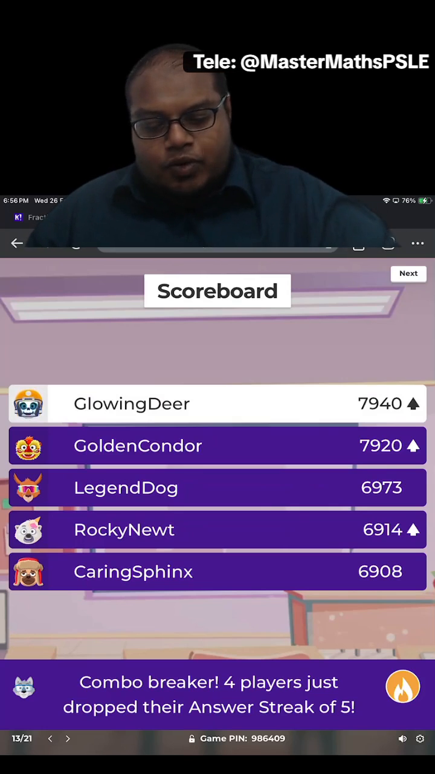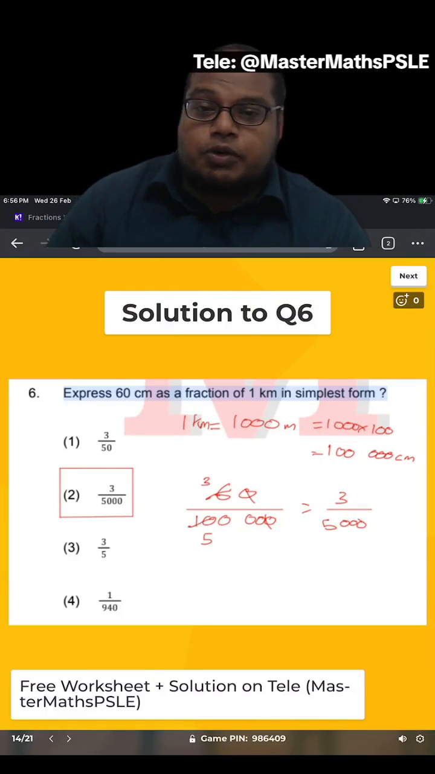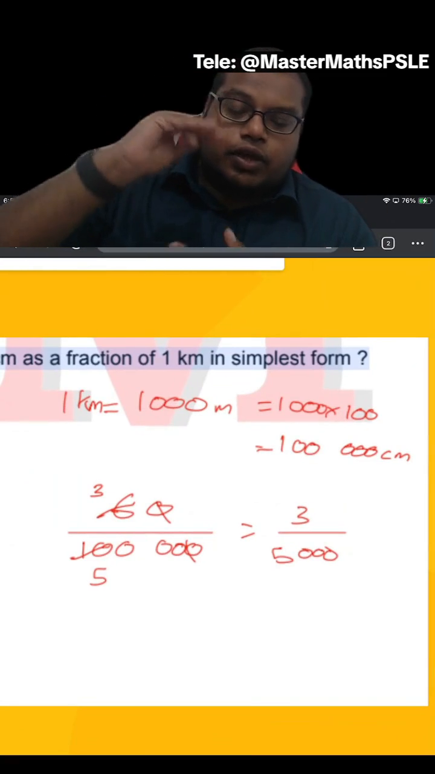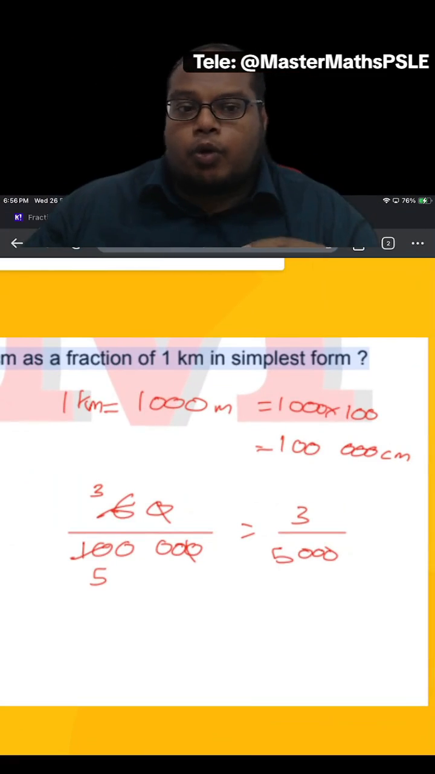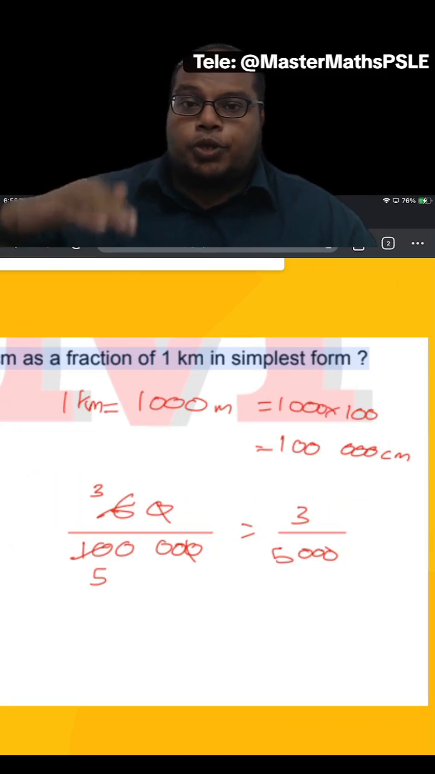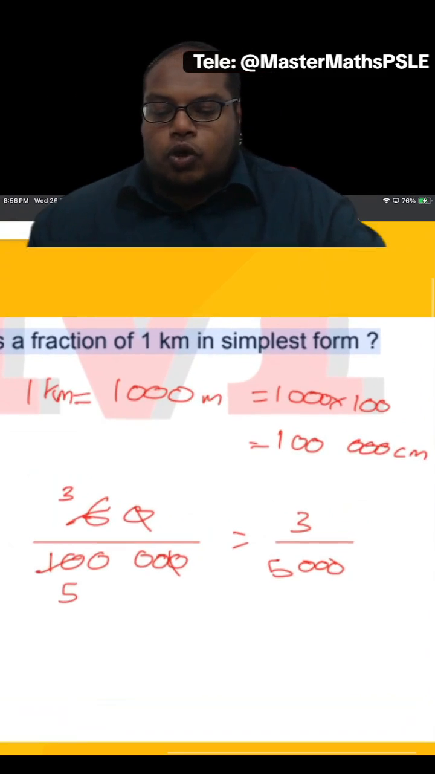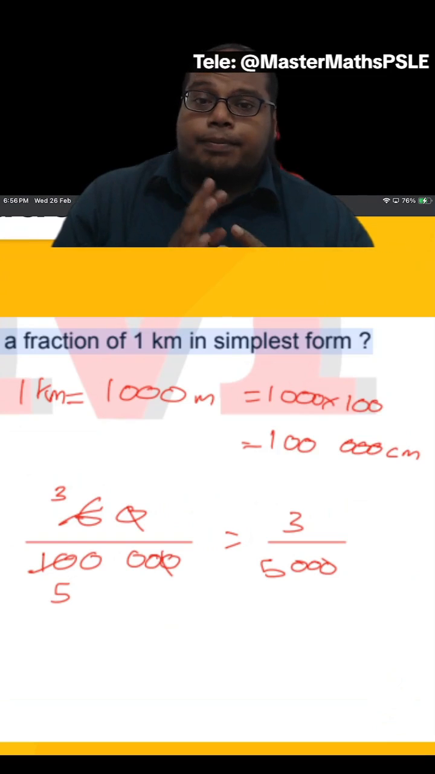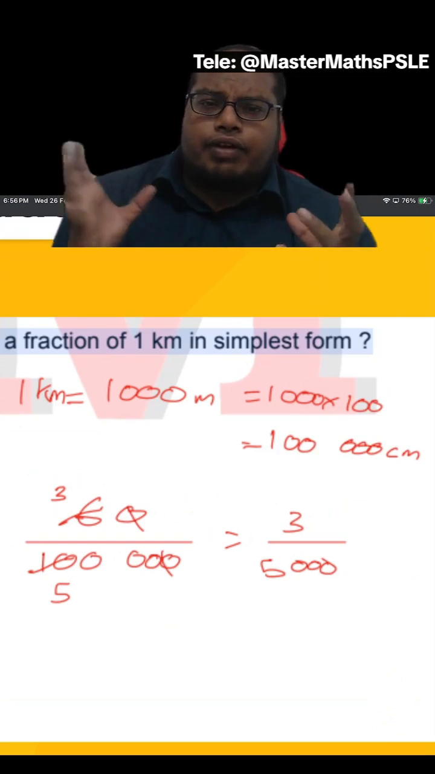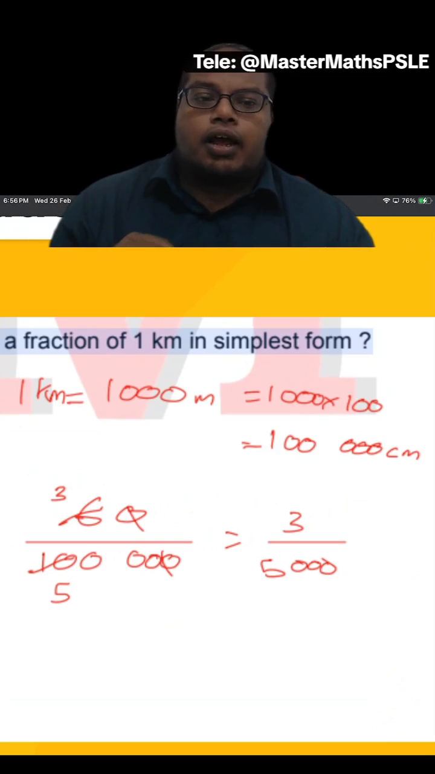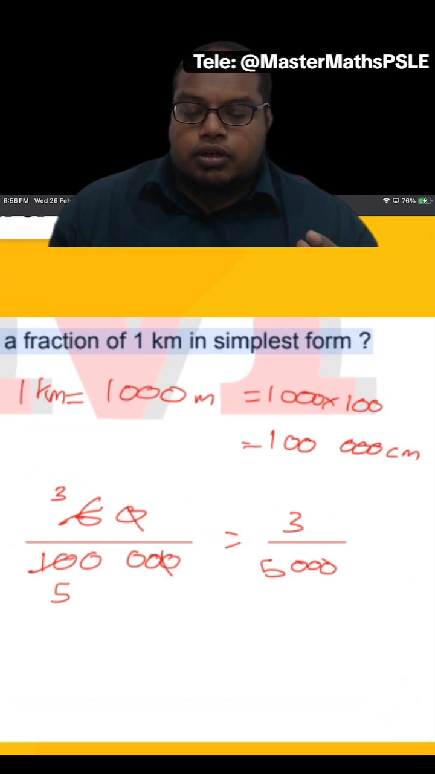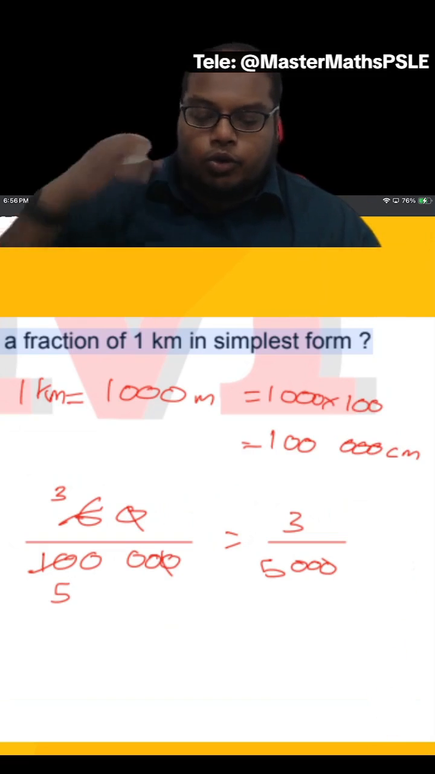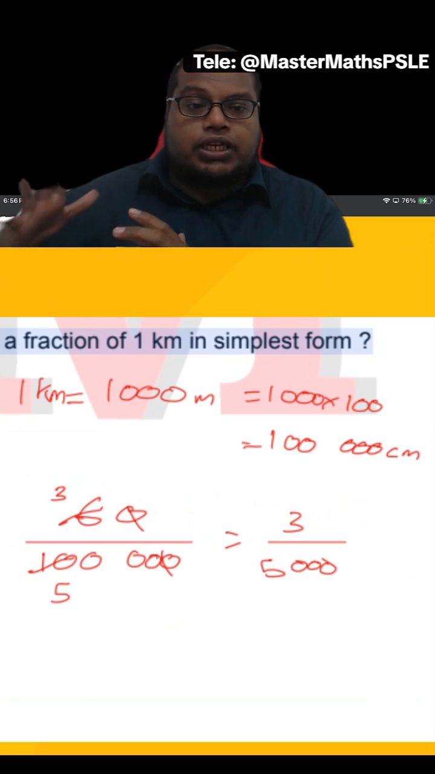Let's see why it is 3 over 5,000. Firstly we do a conversion. Before we put into the fraction, we must put cm over cm or kilometer over kilometer. We cannot put cm over kilometer. So we convert the 1 kilometer to cm, because if you convert the 60 cm to kilometer, you will get a very long decimal, so it will be difficult. Unless they are asking for express as a decimal, then you have to do that. If not, you convert the kilometer to cm.